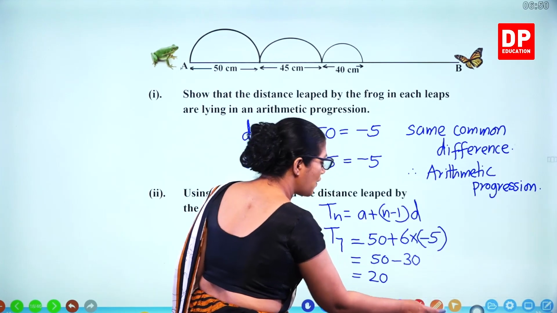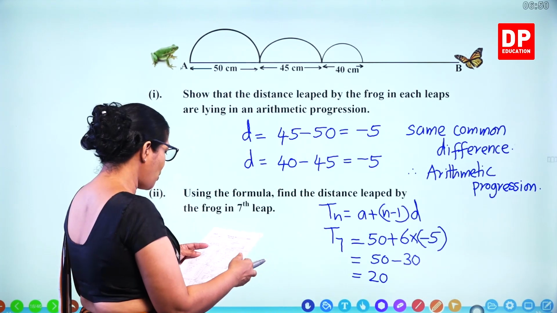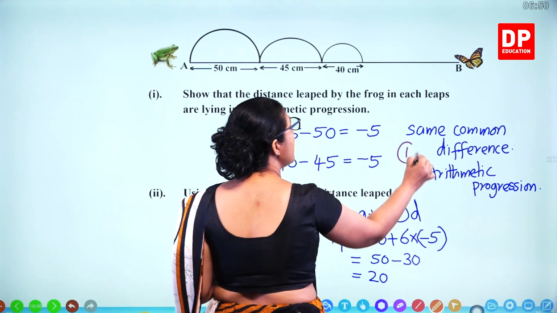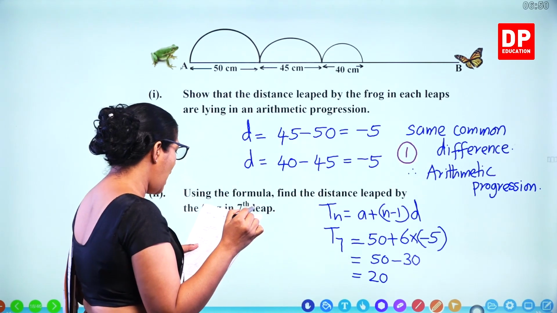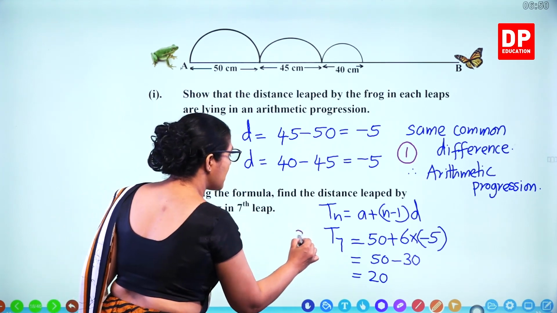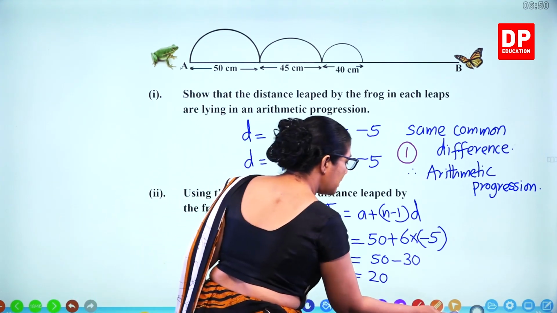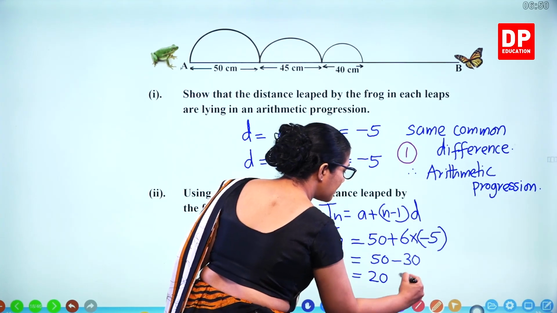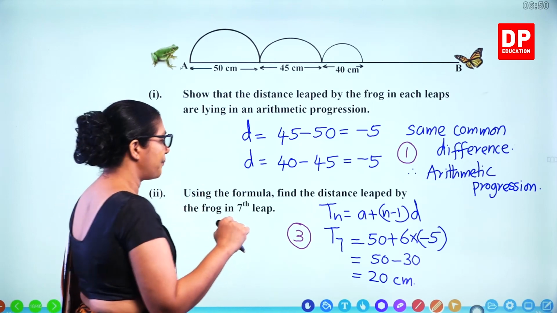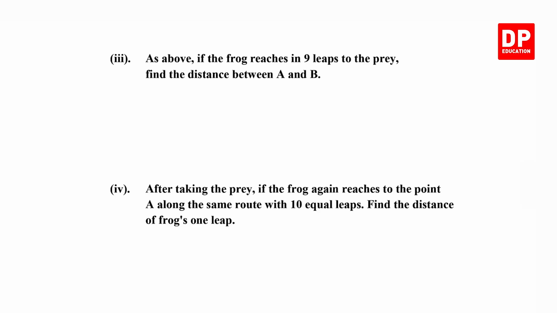So how many marks for that? You are getting 1 mark for showing this is an arithmetic progression, and you get 3 marks to find out this answer. So we'll write this in centimeters because this is about the distance. Let's take the next part.